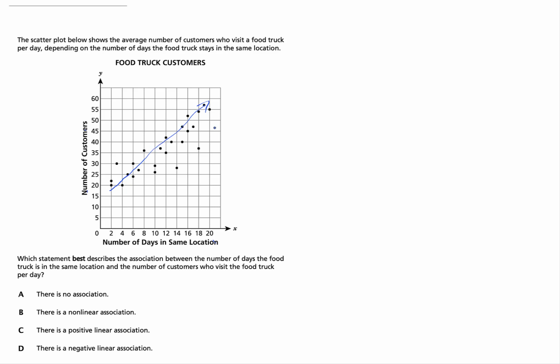Now, if they're going uphill, we know that that's a positive slope, which means the x values are increasing and the y values are also increasing. And you can check that. At 4 days, you had 20 customers. Now at 20 days, you have 55 customers. So notice, as the number of days increase, the number of customers increase.